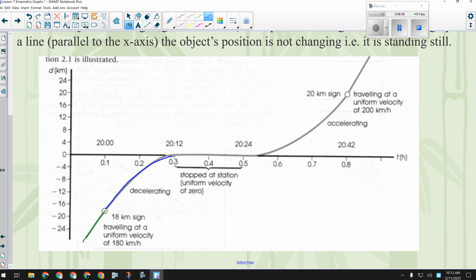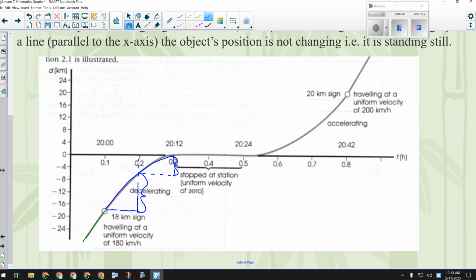than a line that's less steep. Okay? So on this part of the graph right here, during this 0.1 hours, the position changed by this much. But in the next 0.1 hours, it only changed by this much. That means it's going slower. Okay? It is slowing down or accelerating negative. Everybody okay with my interpretation?